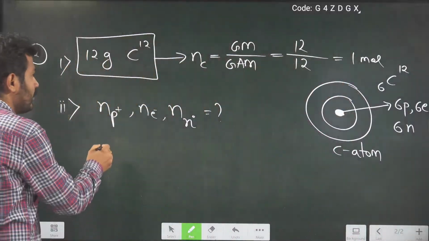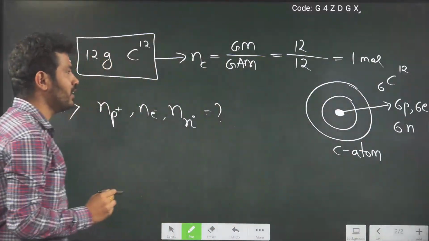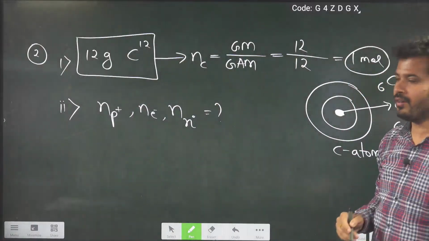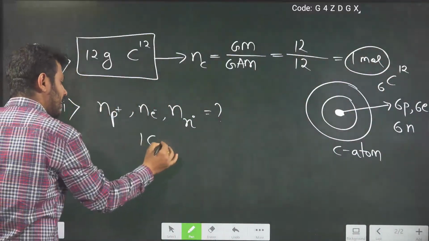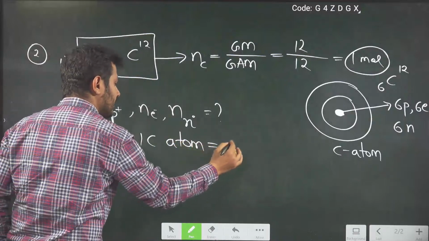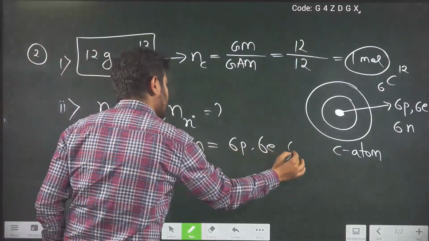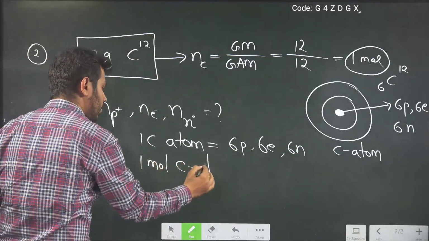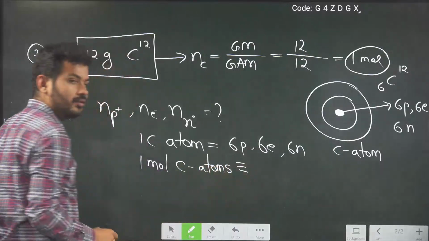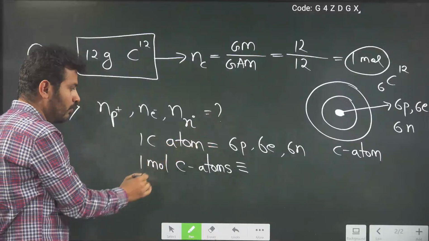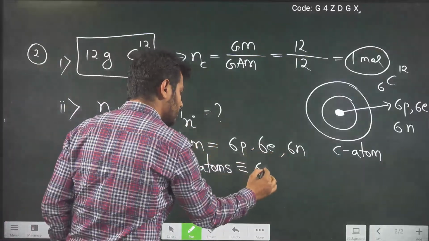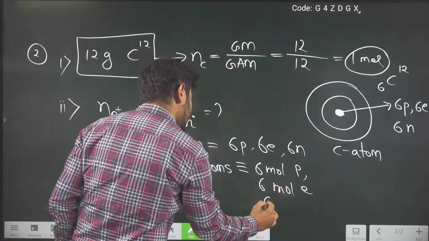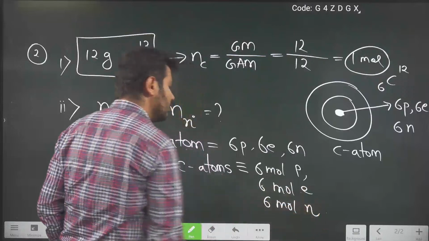Okay, chalo. Now you tell me, if one single carbon atom contains these many particles, and we have 1 mole of carbon, then how many particles are going to be there? We are going to calculate now. Doing the unitary method again: one carbon atom contains 6 protons, 6 electrons, 6 neutrons. So 1 mole of carbon atoms will contain 6 moles of protons, 6 moles of electrons, and 6 moles of neutrons. Is it clear, guys?